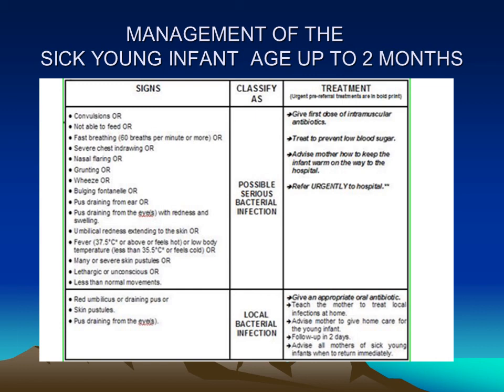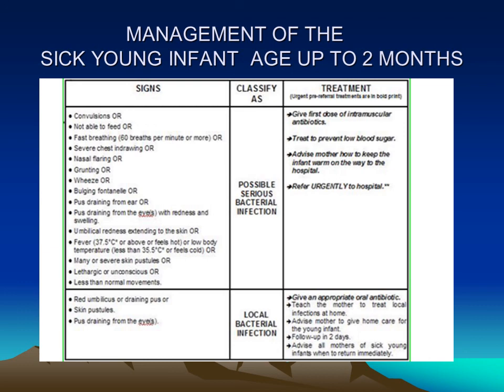So any baby below 2 months has a different classification. In this condition, how can you treat a patient with possible serious bacterial infection? First, give the first dose of appropriate antibiotics, treat to prevent low sugar, advise the mother how to keep the baby warm on the way to the hospital, and refer urgently to the hospital.